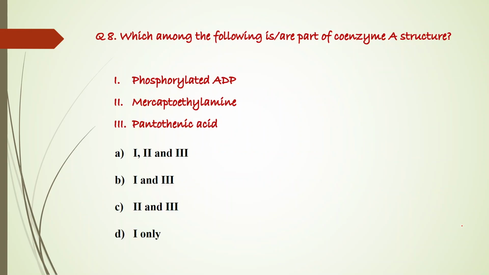It says, which among the following is or are part of the coenzyme A structure? These are the options: phosphorylated ADP, mercaptoethylamine, and the third one is pantothenic acid. You have to identify which of them are a part of the coenzyme A structure. If you know it, please write it down in the chat box and then I will discuss.